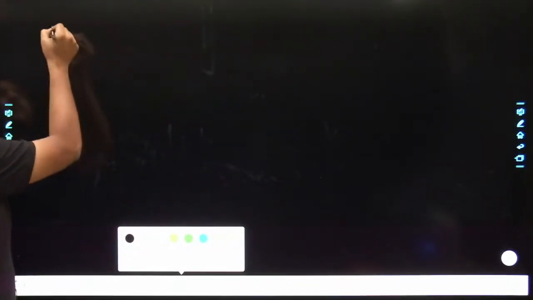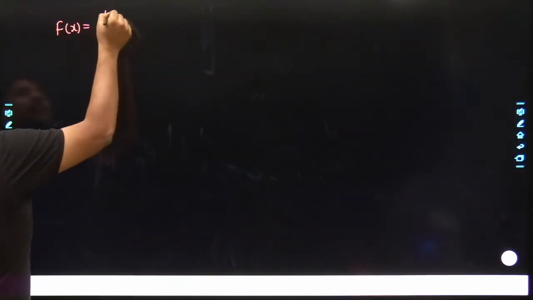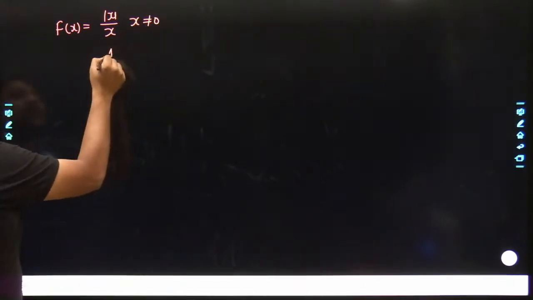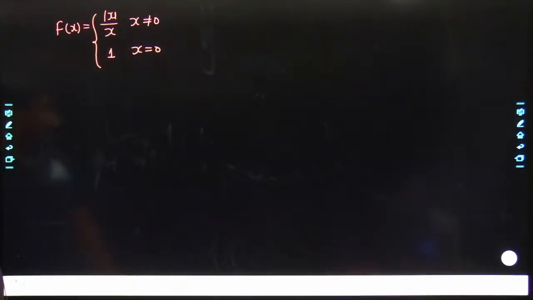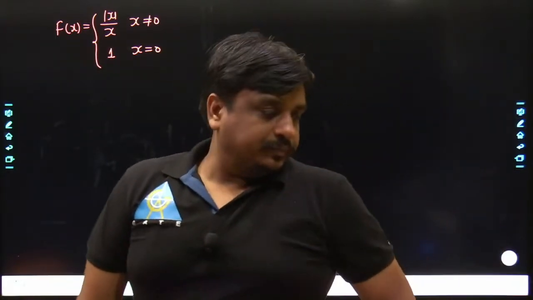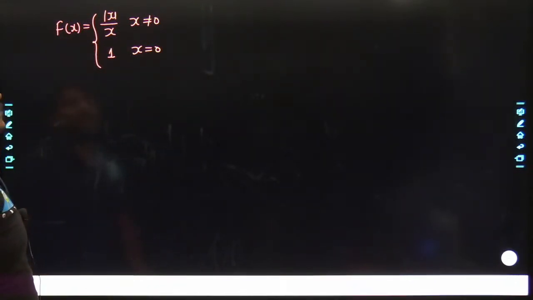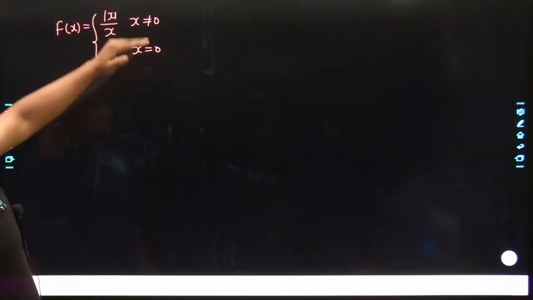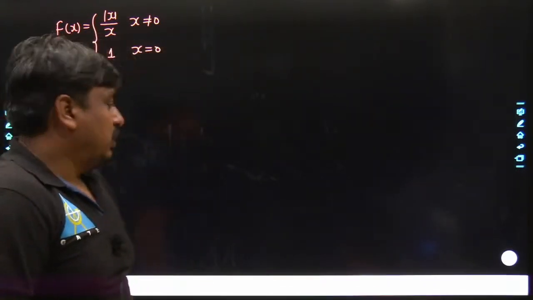If I take a function f of x which is mod of x divided by x when x is not equal to 0, and 1 for x equals 0, may I know how this curve would look like? I would repeat once again. We are dealing with a function f of x equals mod of x divided by x, and this function is defined when x is not equal to 0, and precisely at x equals 0 the value of the function is 1. Would you be able to draw it over the xy plane?